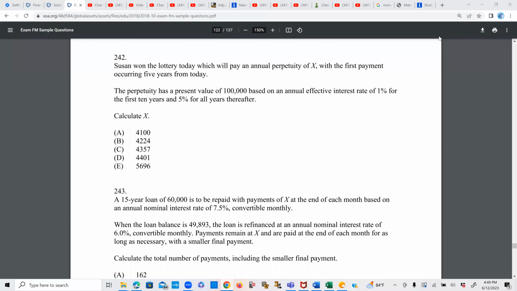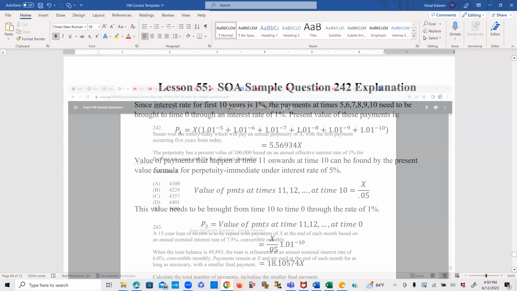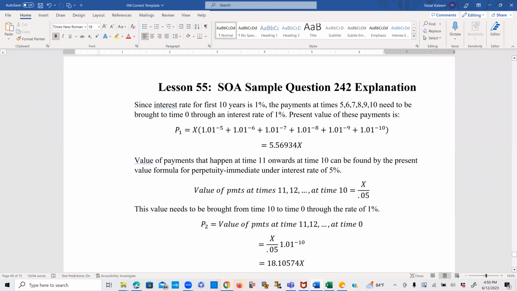Susan won the lottery today, which will pay an annual perpetuity of X with the first payment 5 years from today. Perpetuity has present value 100,000 based on annual effective interest rate of 1% for the first 10 years and 5% thereafter. Calculate X. So here, the interest rate is different over different periods.